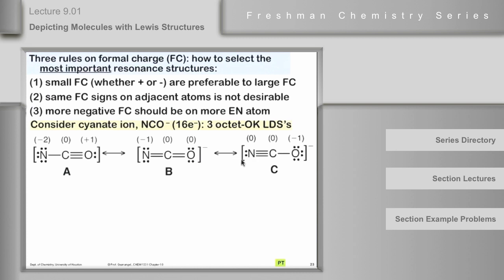All right, so how do we choose between them? We use these rules up here. And we're looking for the smallest set of formal charges. What we'd like to have is all zeros if we could get it.